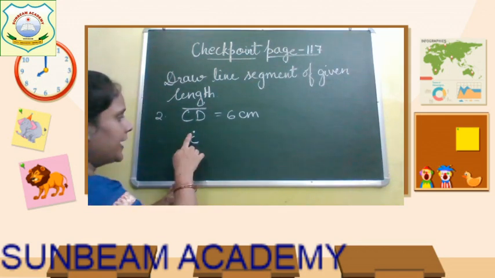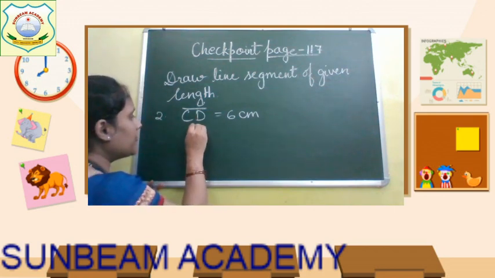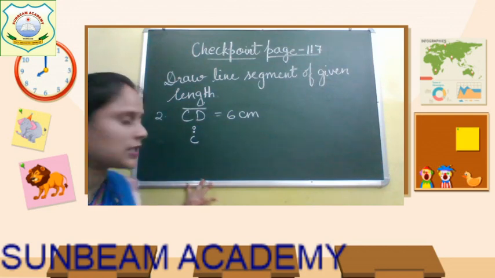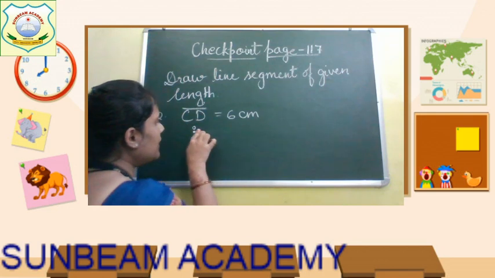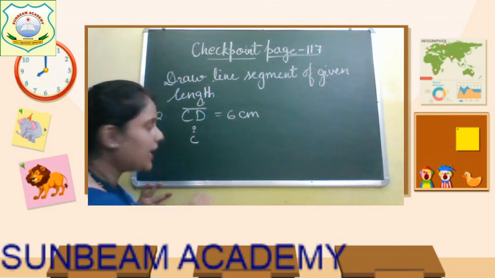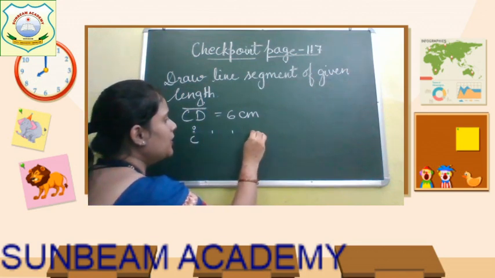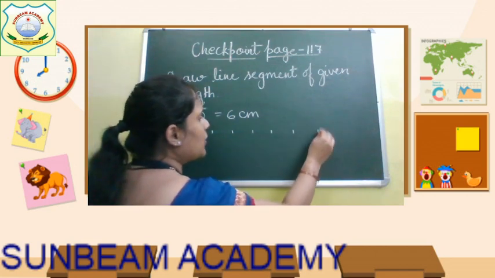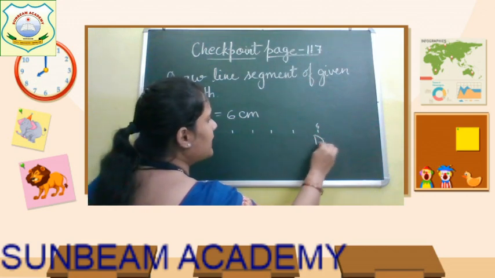Okay. Now here you will place your scale. Your scale will be here and you will mark it at 0. Start from 0 and then you will see where this 6 is coming on your scale. 1, 2, 3, 4, 5, 6. So here at 6 centimeter you will write point D.